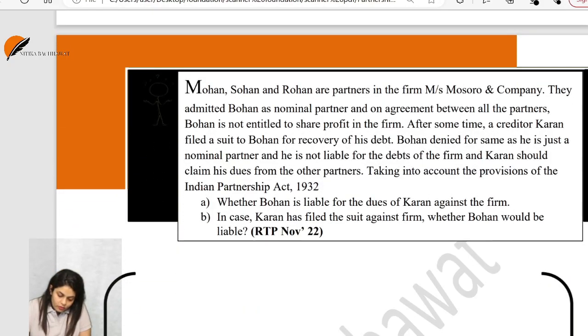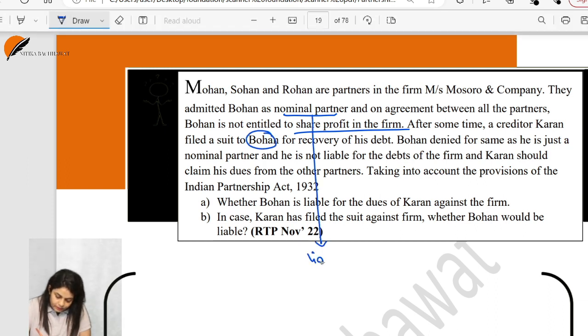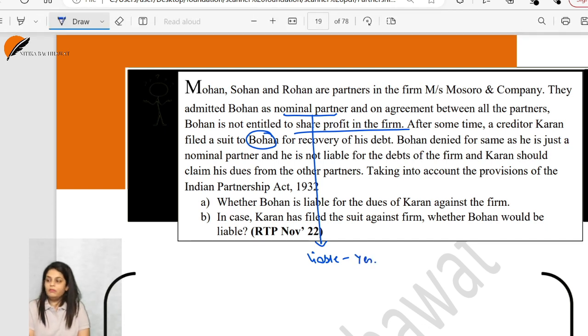Mohan, Sohan and Rohan are partners in a firm, Messrs. Mosoro and Company. They admitted Mohan as a nominal partner, and on agreement between all the partners, Mohan is not entitled to share profits of the firm. So basically, he gets what? He gets a fixed royalty. After some time, a creditor, Karan, filed a suit against Mohan. First of all, is a nominal partner liable? Yes, a nominal partner is liable because people are dealing with the firm because of his name.